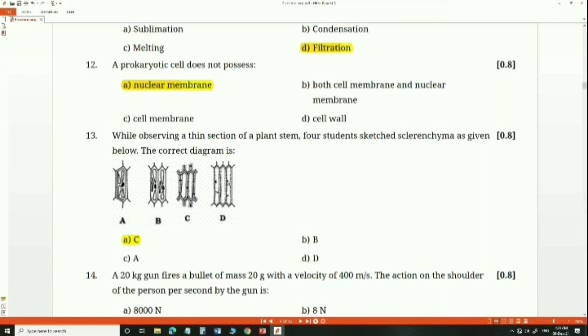Why? Because in this figure, the plant stem has pits, non-nucleated cells, and thick cell walls are characterized. Fully characterized.